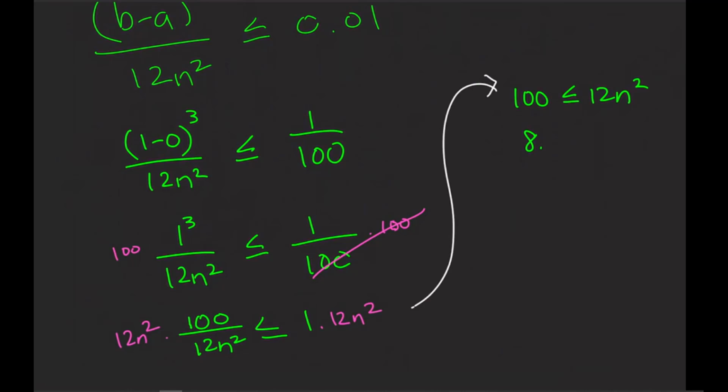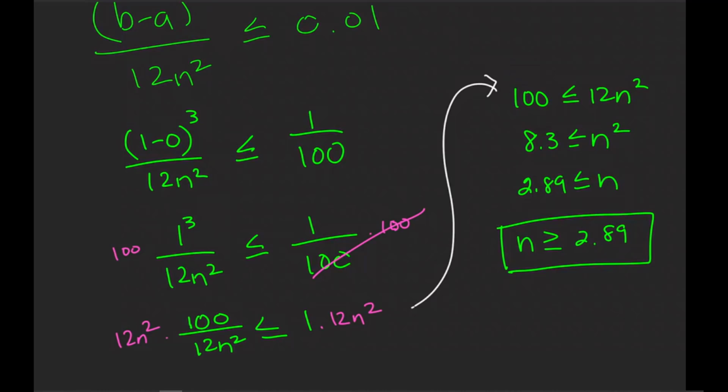So if I divide both sides by 12, I get 8.3 is less than or equal to n squared. And if I take the square root, I get 2.89 is less than n. Or the other way to say that is that my n has to be bigger than or equal to 2.89. So I have to use some subdivisions bigger than that. So n equal 3 would give me an error that is less than 0.01.